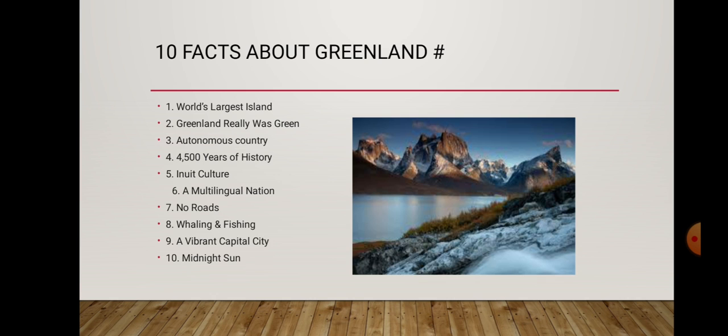And it has only 4,500 years of history. Before that, people were not living in Greenland. Only about 4,000 years ago, people got settled here. And it has an Inuit culture. Inuit is nothing but the people who live in Greenland. They are Eskimos, and it is said that they came from Mongolia. They belong to the Mongolian race, and it is a multilingual culture. They speak Danish. Danish is the most important language that people speak.